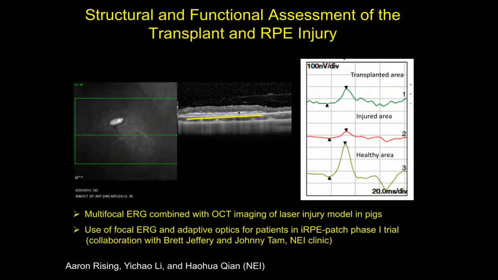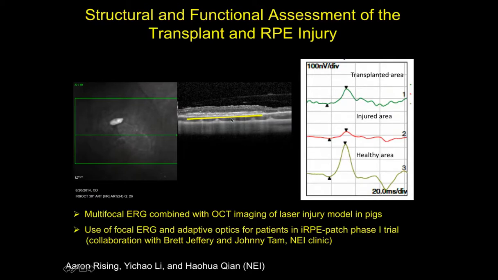Now, to really measure functional outcome or functional efficacy of the patch, we use a technique called multifocal ERG. Basically, we're measuring electrical responses from the back of the eye, from the retina, by shining multiple different light pulses. So wherever the light hits, we get an electrical response from that part of the retina. For instance, if the light hits the healthy part of the retina, we get a nice, big, robust response. But if the light hits the laser-injured part where we did not deliver the patch, we get minimal or almost no response, and that would be somewhere here in the eye.